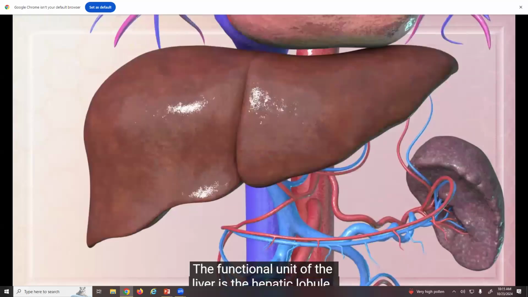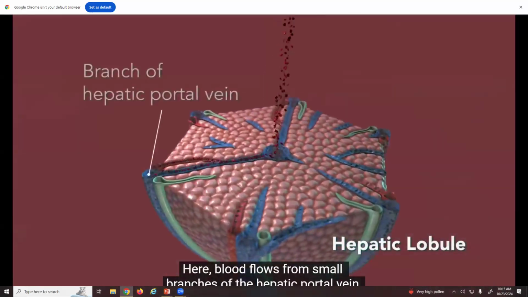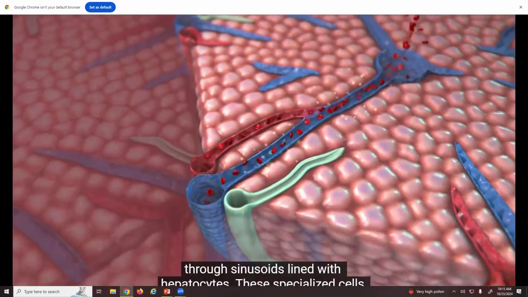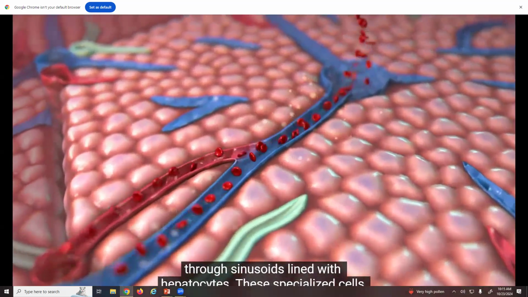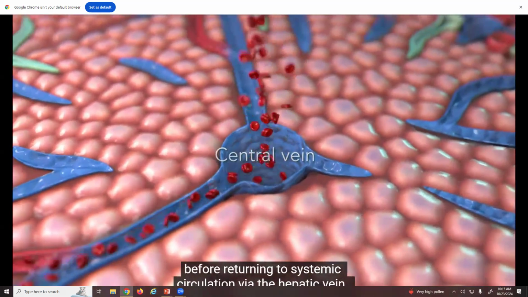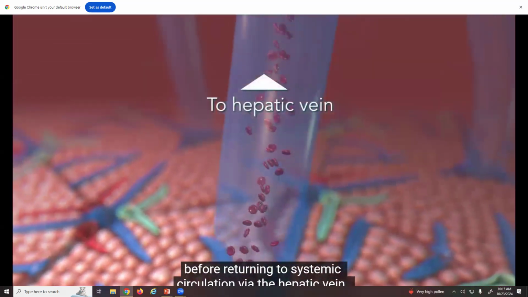The functional unit of the liver is the hepatic lobule. Here, blood flows from small branches of the hepatic portal vein through sinusoids lined with hepatocytes. These specialized cells detoxify blood as it passes to the central vein in each lobule before returning to systemic circulation via the hepatic vein.